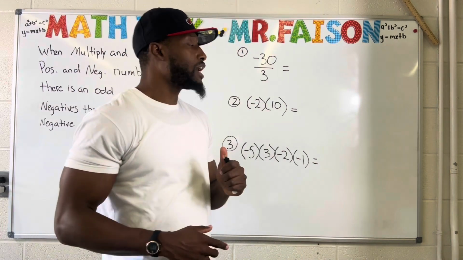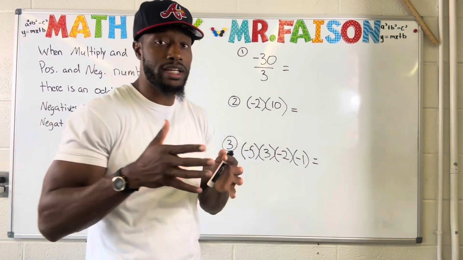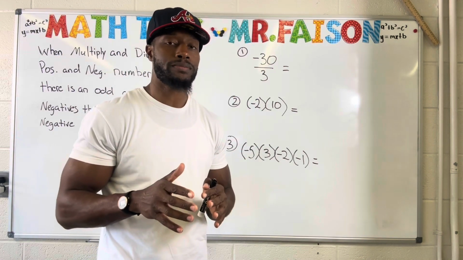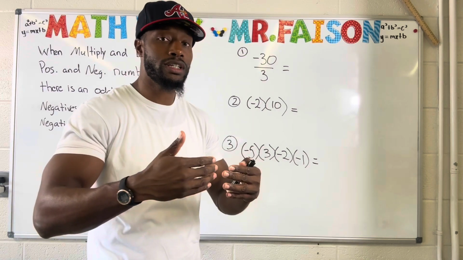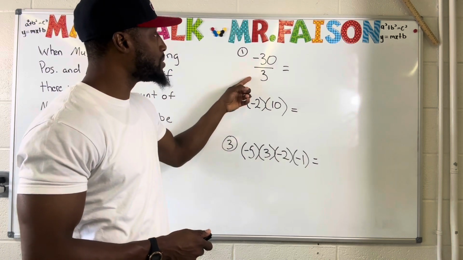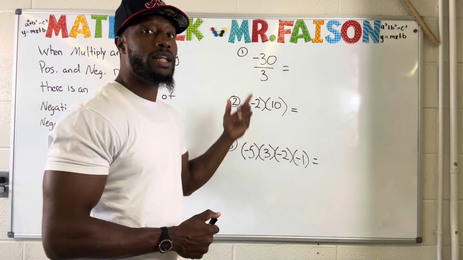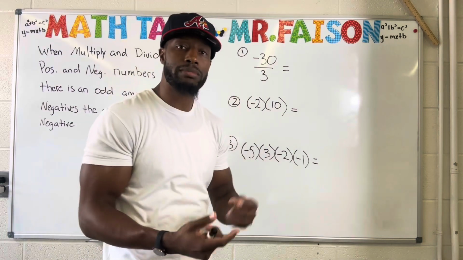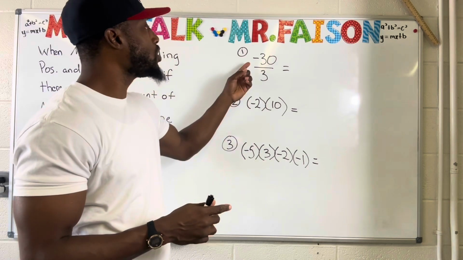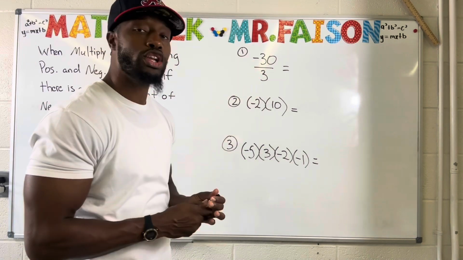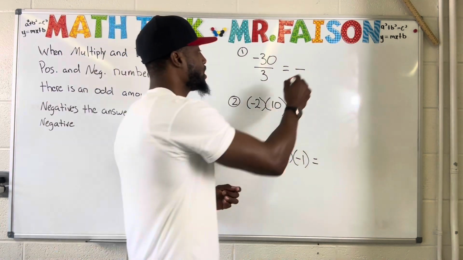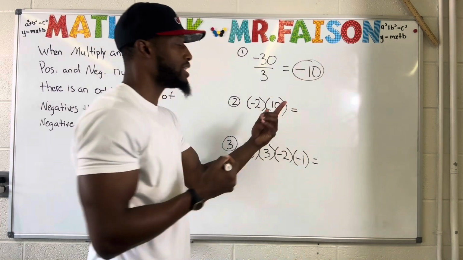Look at problem number 1. I said when multiplying and dividing, this is only for multiplying and dividing. When multiplying and dividing positive and negative numbers, if there is an odd amount of negatives, then the answer will be negative. Problem number 1 is negative 30 divided by 3. There's an odd amount of negatives because odd numbers are 1, 3, 5, 7, and so forth. So I know my answer is going to be negative. And 30 divided by 3 is 10, so it would be negative 10.